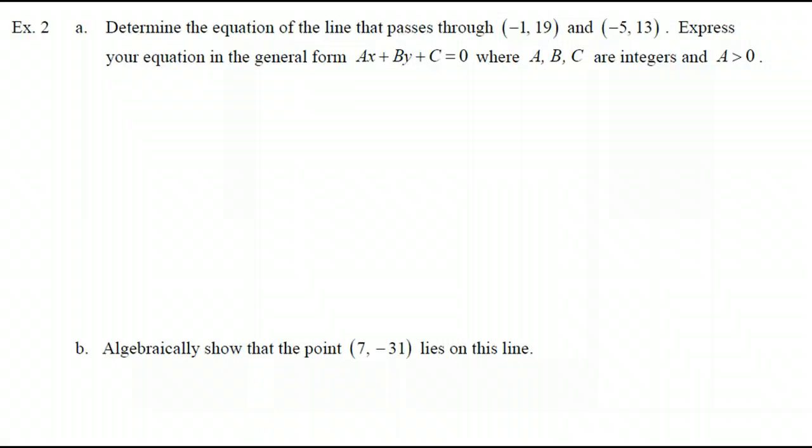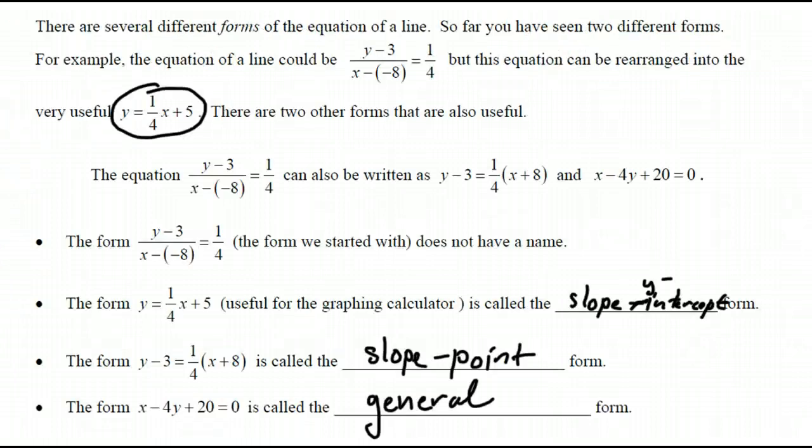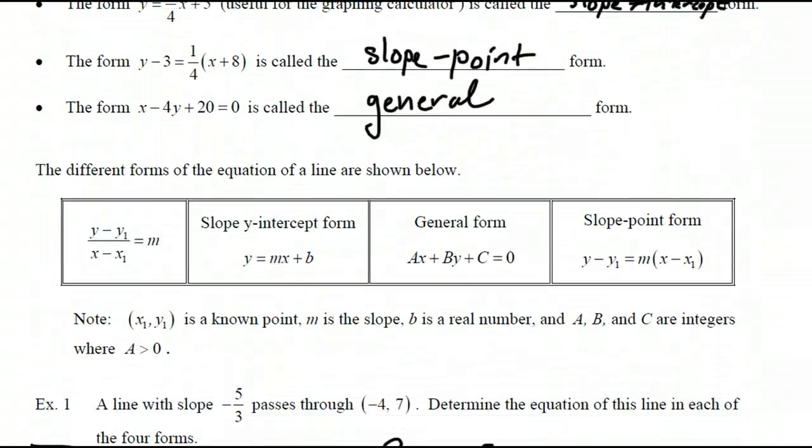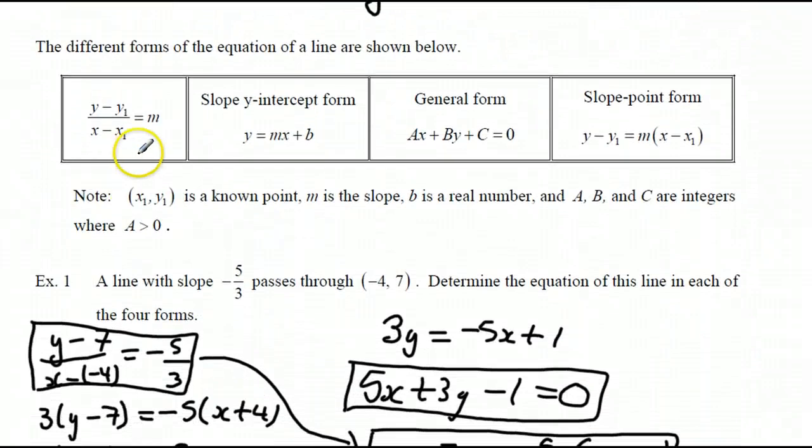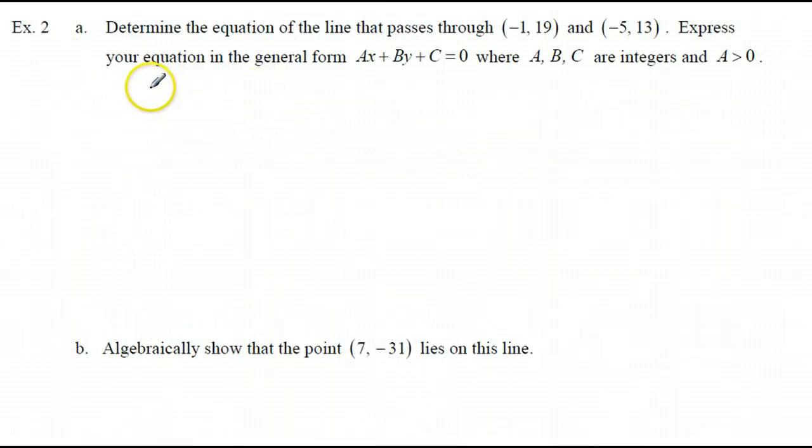Determine the equation of the line that passes through negative 1, 19 and negative 5, 13. Express your equation in the general form where a, b, and c are integers and a is greater than 0. Okay, let's pop back a bit. One thing that we'll find is, first of all, in order to get general form, it's going to come from one of these other forms, and each of these other forms requires me to know the slope. So let's start off by finding the slope of this line.